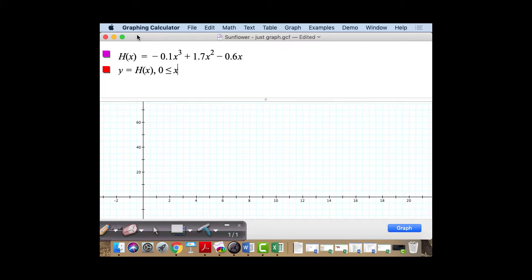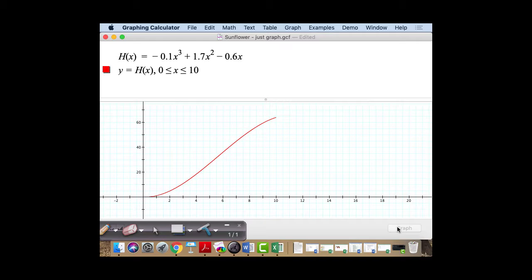But then I want x to go from 0 to 10. Now, if I just use plain less thans instead of less than or equal to, it'll look exactly the same. It doesn't put big dots at the end or anything like that. And so if I hit graph again, it should show this.